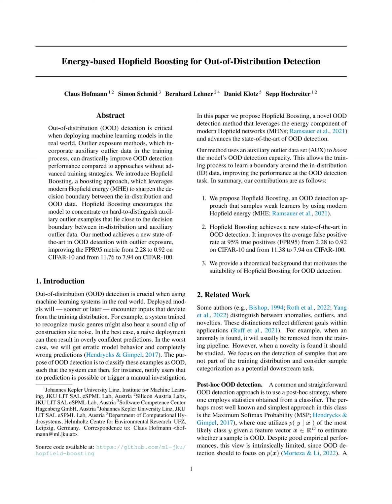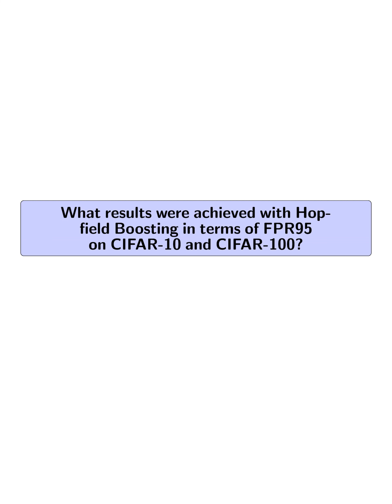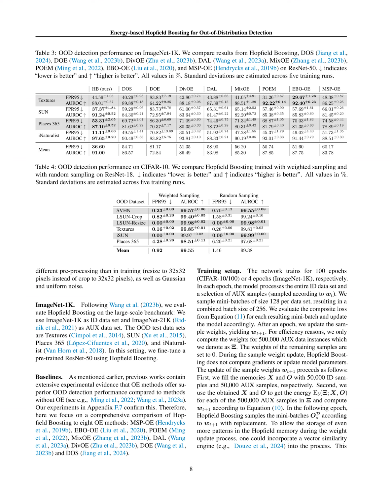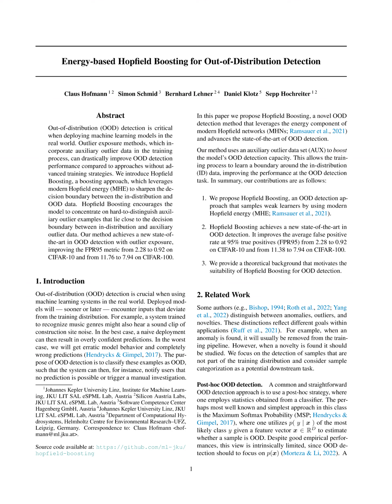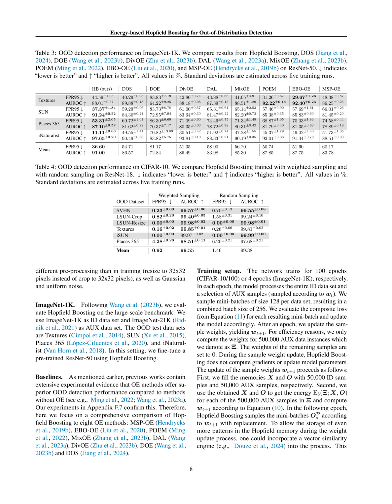The validation process also includes ablation studies and analysis of challenging datasets to assess the robustness and limitations of the proposed method. What results were achieved with Hopfield Boosting in terms of FPR95 on CIFAR-10 and CIFAR-100? Hopfield Boosting achieved significant improvements. Specifically, on CIFAR-10, it reduced the average false positive rate at 95% true positives, FPR95, from 2.28 to 0.92. On CIFAR-100, the FPR95 was decreased from 11.38 to 7.94. These results indicate that Hopfield Boosting outperformed the previous state-of-the-art method, POEM, in OOD detection on both datasets.